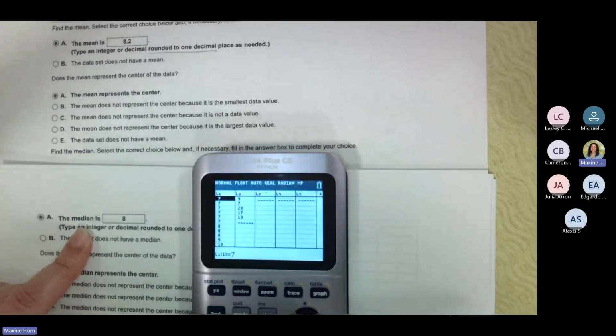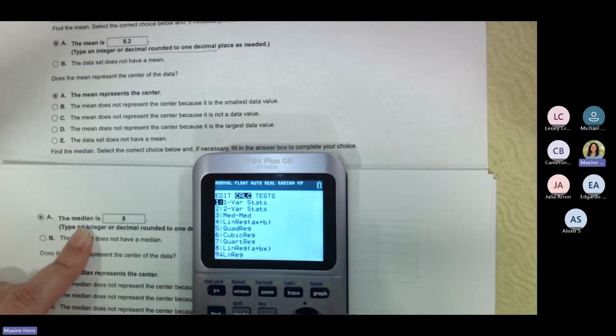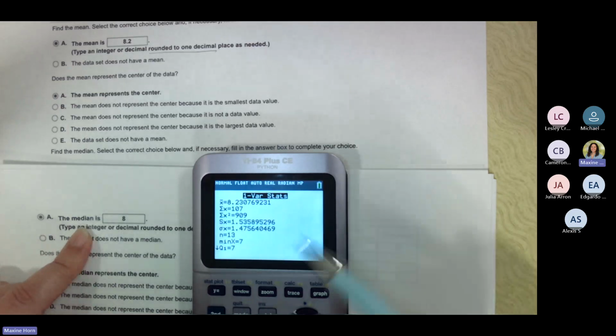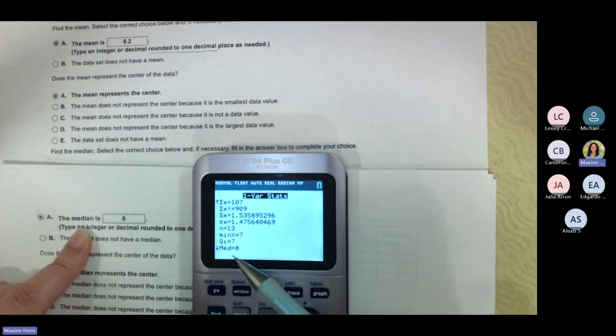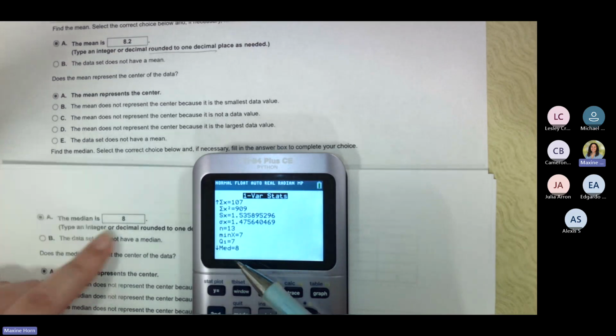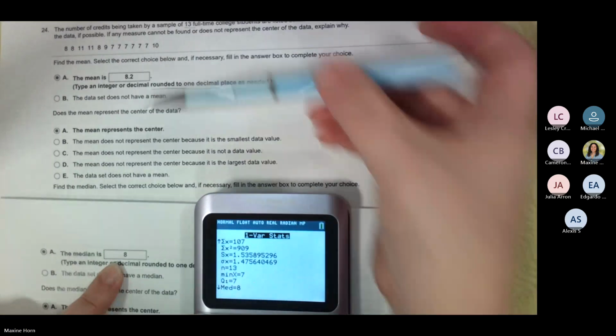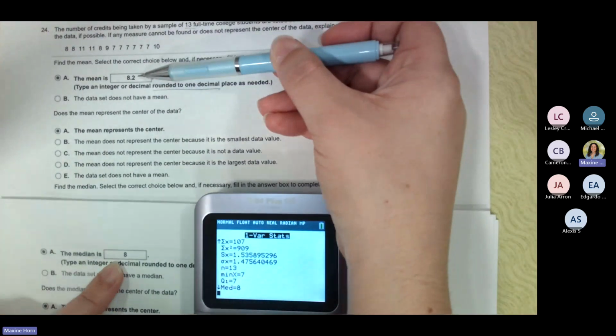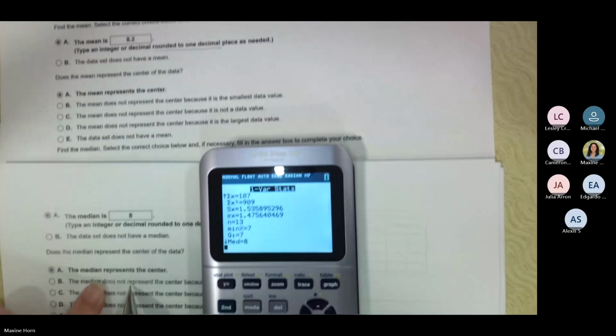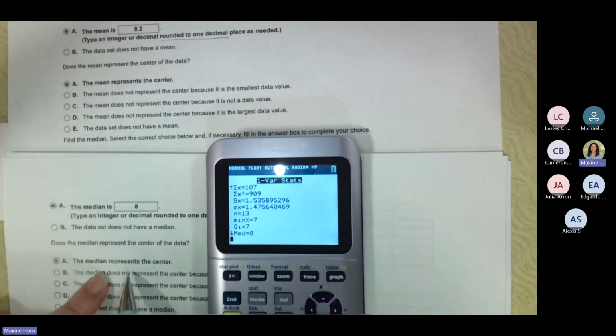Okay, the median. So again, going back to our calculator, the median, we have to arrow down, the median is 8. So 8, pretty similar to the mean, right? Those are both numbers that represent the center, right? Those are pretty near to the center. Then it wants the mode.